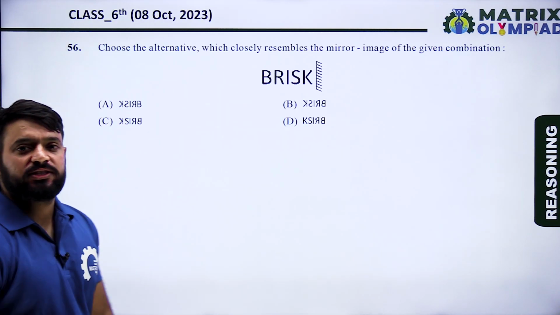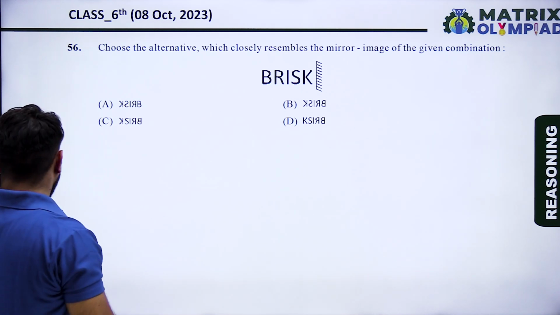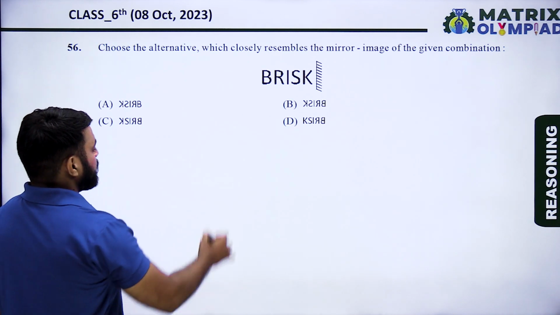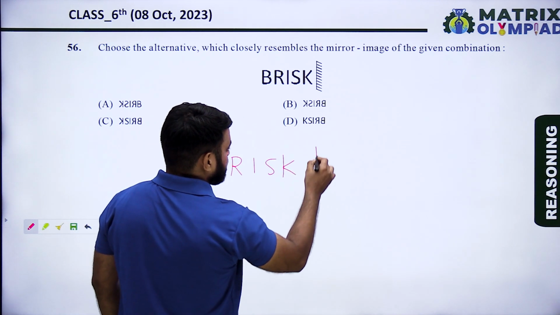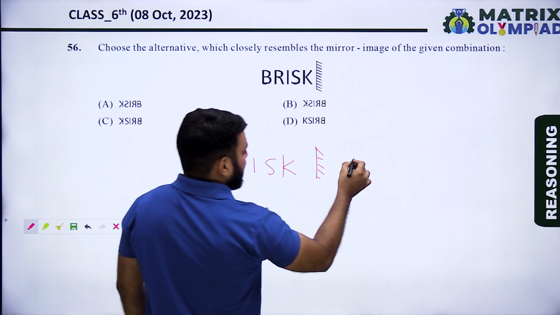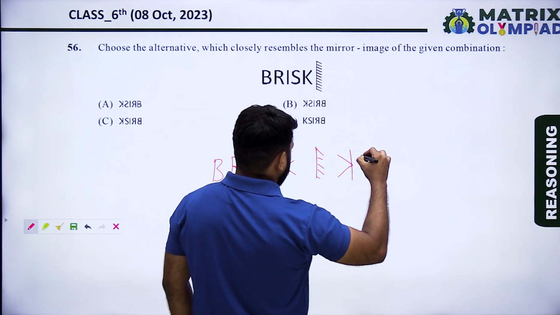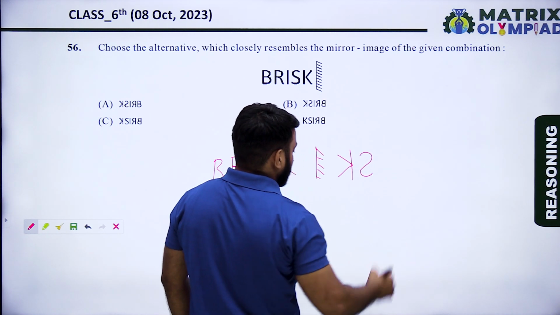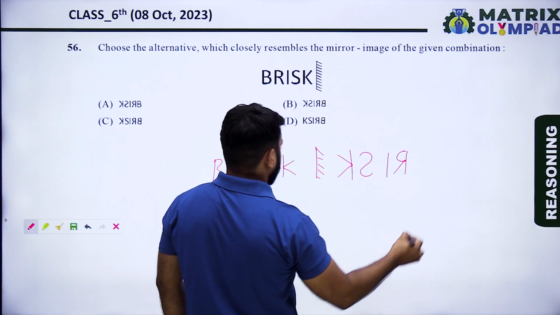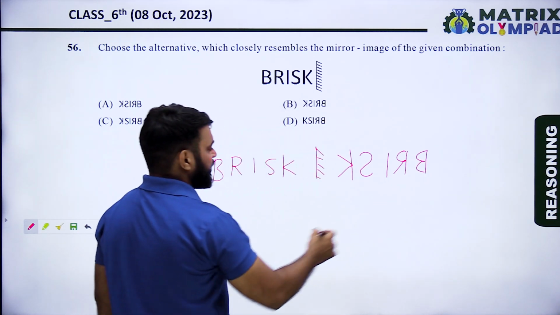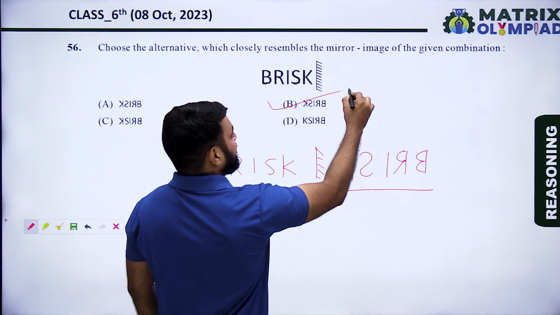Okay, so the next question is question number 56. Choose the alternatives which closely resembles the mirror image of the given combination. So, find the mirror image of BRISK. The mirror image of K is formed as follows. Similarly, the mirror image of S looks like this. Mirror image of I, mirror image of R, and mirror image of B. So this is the mirror image of BRISK. It means option B is the correct answer.